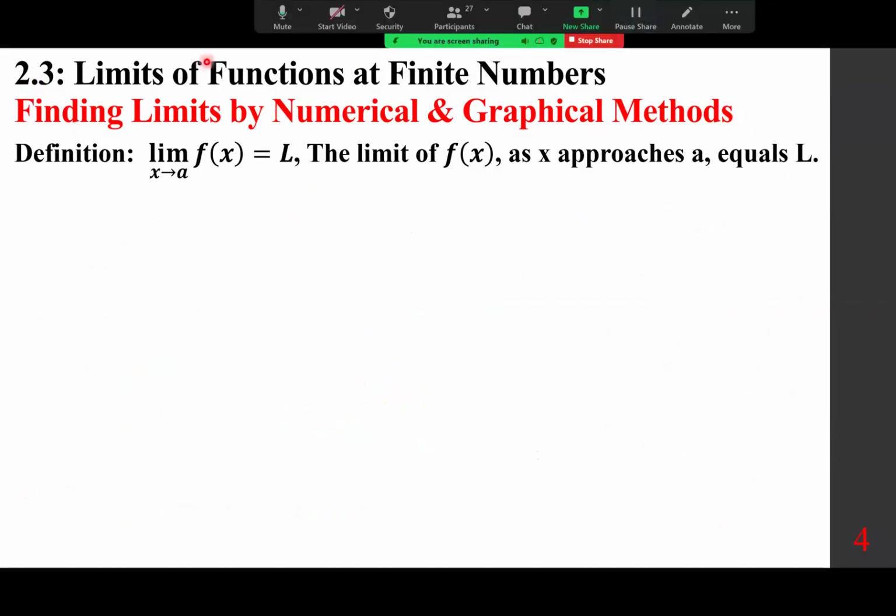Now, section 2.3, limits of functions at finite numbers. Finding limits by numerical and graphical methods. Definition. Limit of f of x as x approaches a equals L. The limit of f of x as x approaches a equals L. That's how we read this expression.